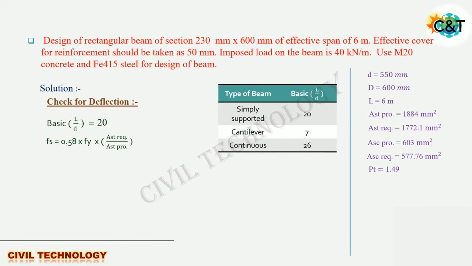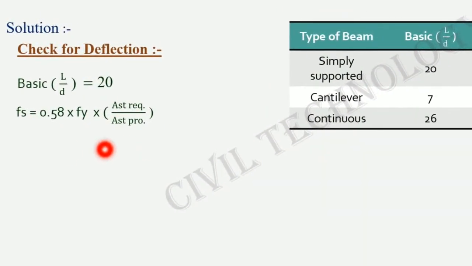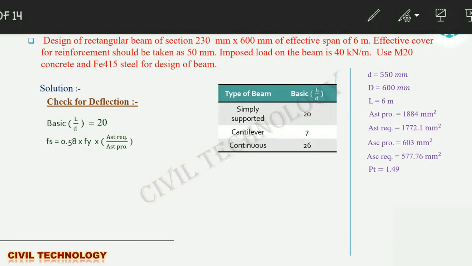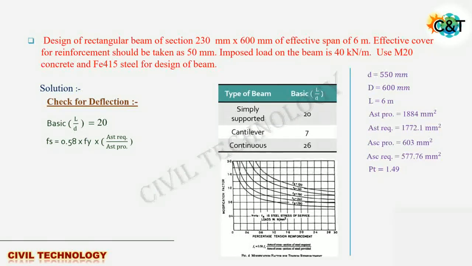Another factor that we require is Fs. So we require Fs to find one factor, which is called F1. Its formula is 0.58 times Fy multiplied by Ast required upon Ast provided. Okay, so just put down all the values, as we already calculated all the reinforcement area, and you will get the Fs value as 226 Newton per mm square.